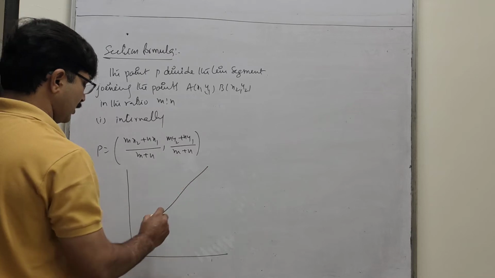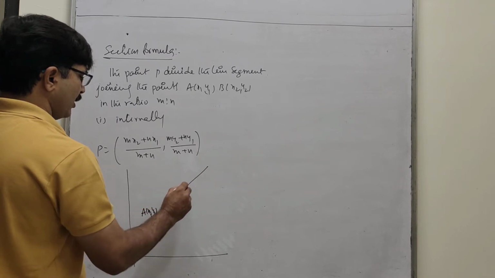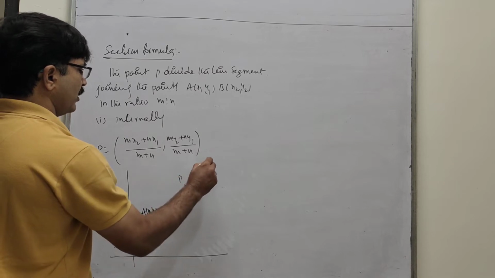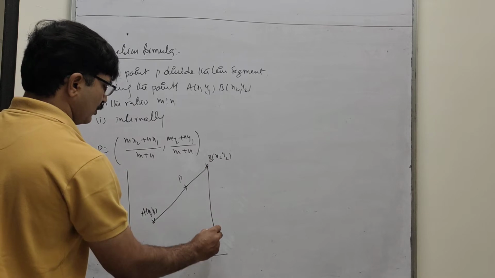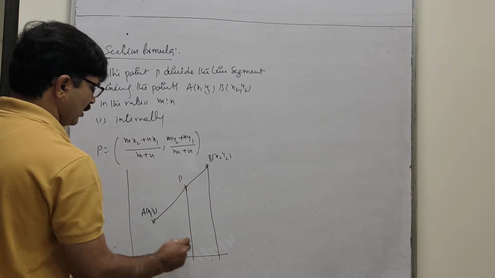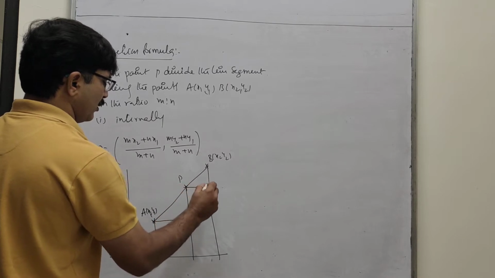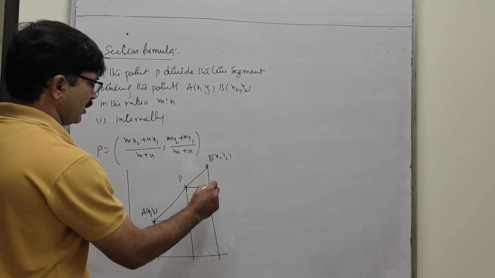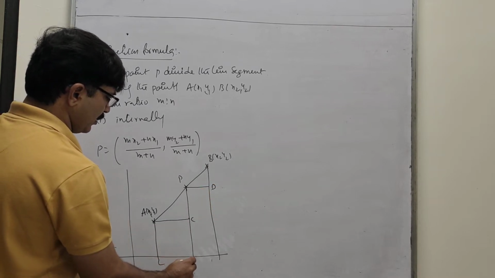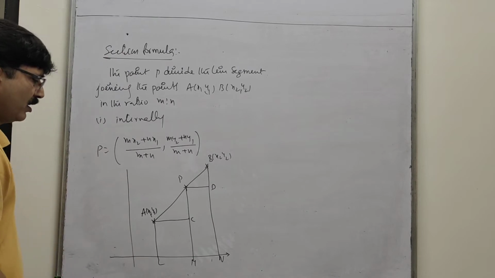Suppose I draw like this: here it is A, I am taking (x1, y1), here I am taking P, and here I am taking B (x2, y2). If I draw perpendiculars, one here and another here, let us call the feet C and D, and L, M and N on the x-axis.